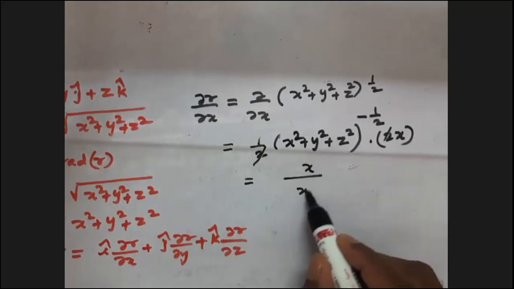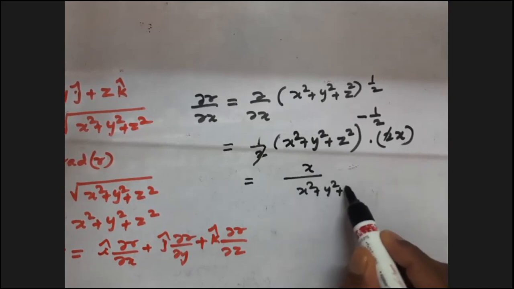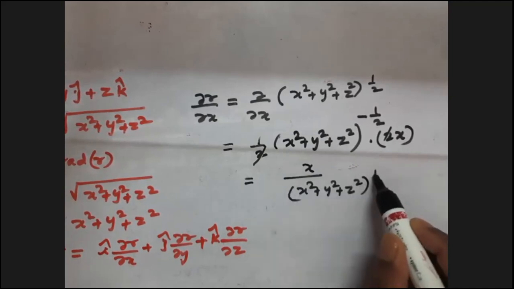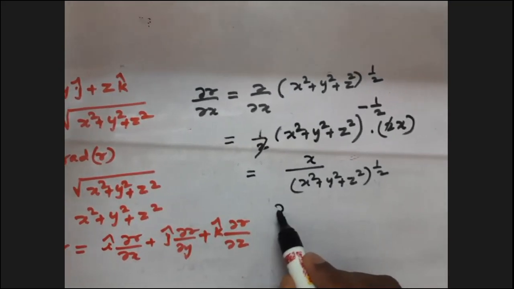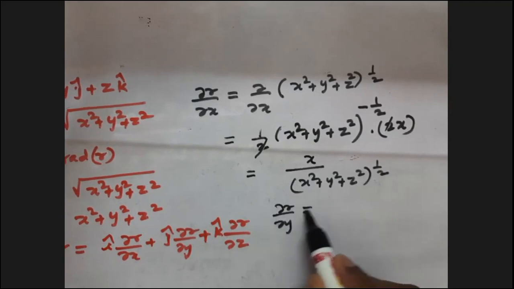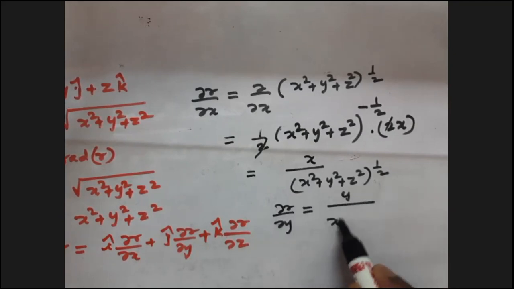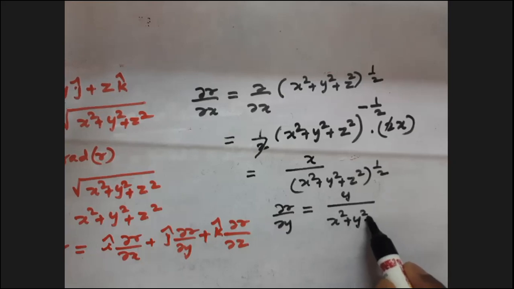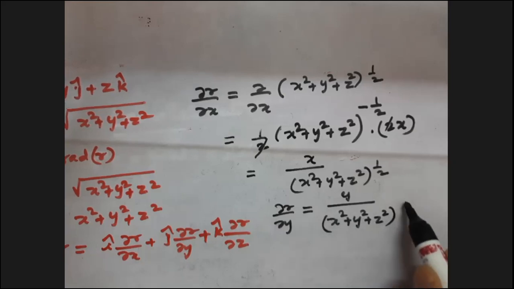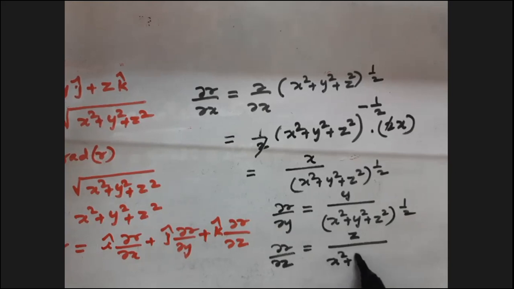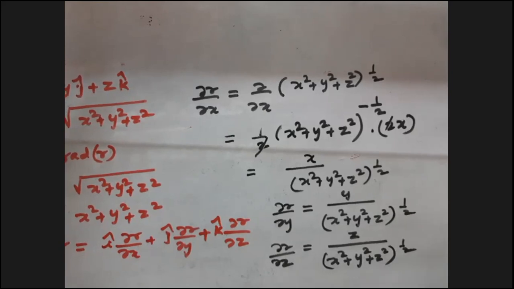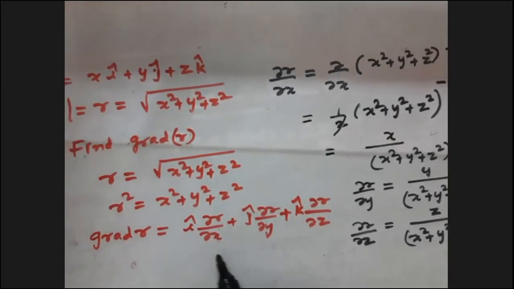So this term, (x square plus y square plus z square) whole power of minus, which I wrote in the denominator, becomes plus. Similarly, now you can write dou r by dou y, that would be y by (x square plus y square plus z square) whole power of. Dou r by dou z equal to z by (x square plus y square plus z square) whole power of. Substitute these values in the grad r expression.